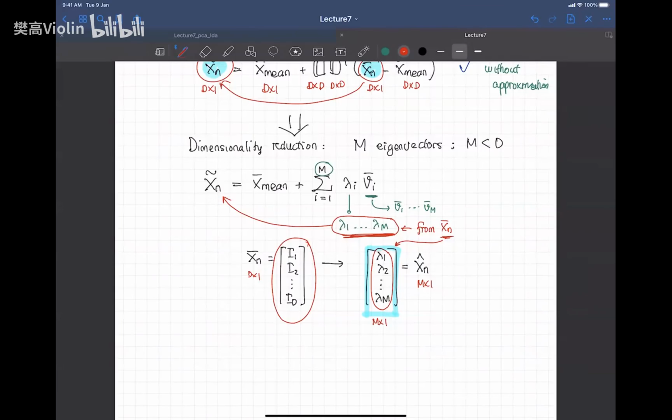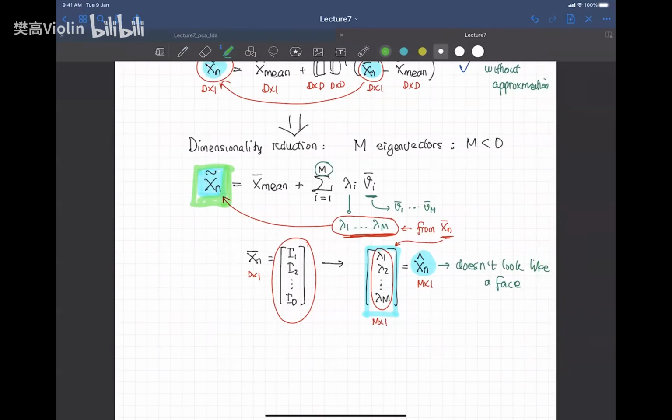But if you show x hat on your screen, it doesn't look nice. It doesn't look like a face. But if you transform this one into xn tilde, into this one here, it will look like a face.